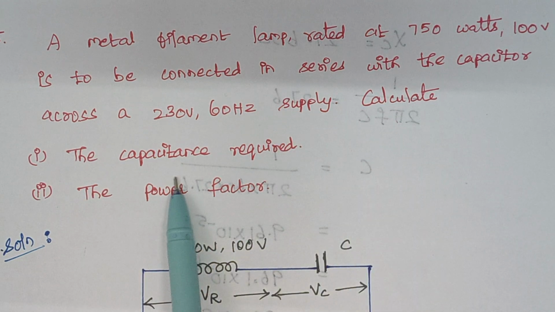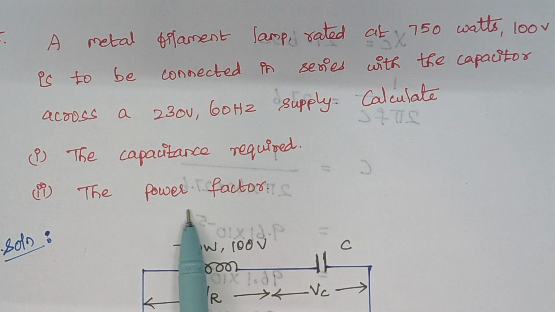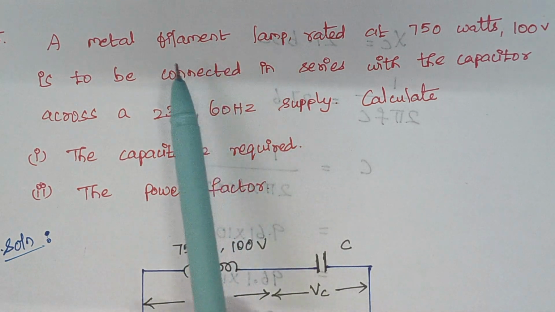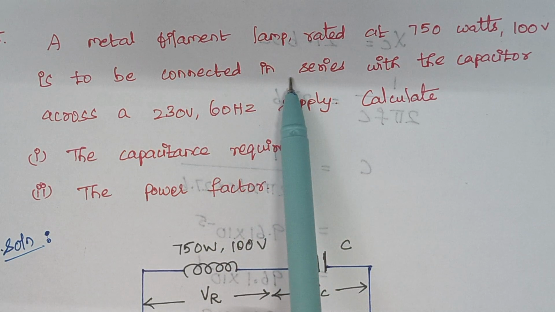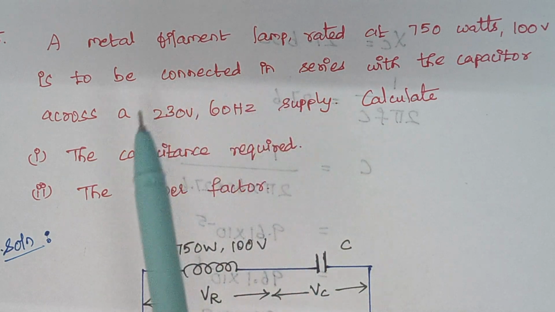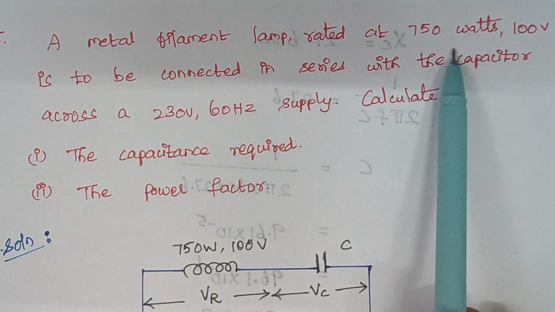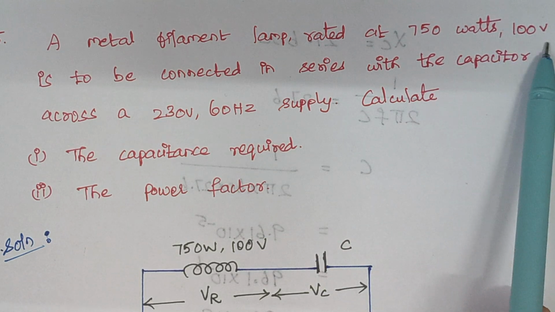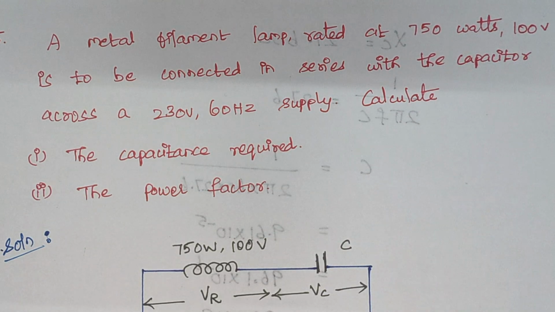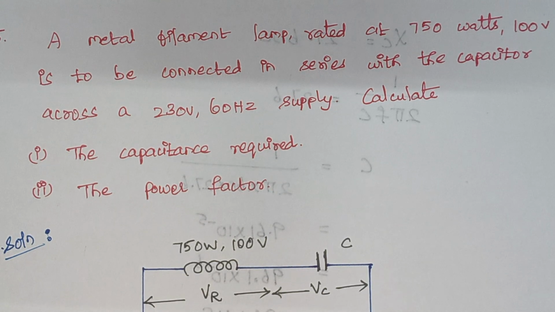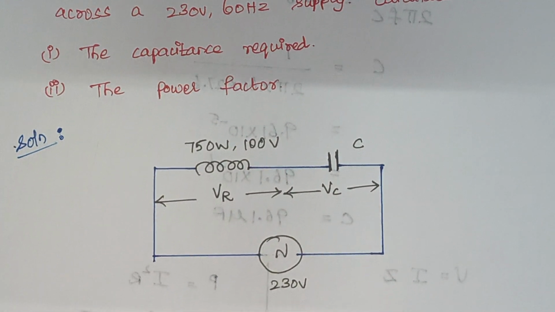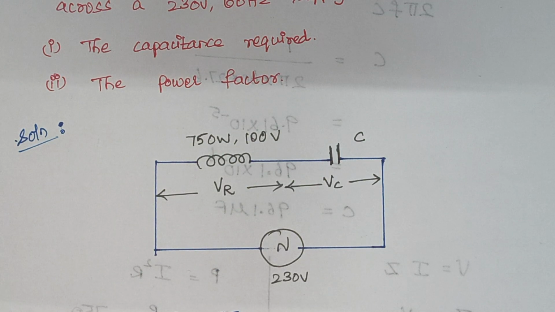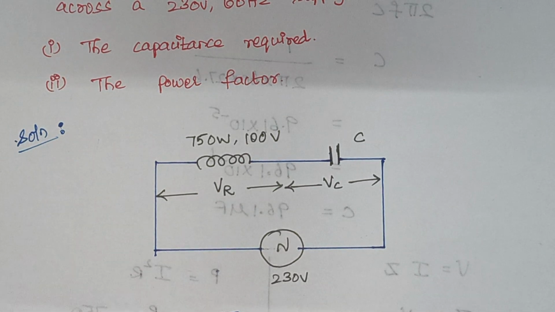Calculate the capacitance required and the power factor. Here you see we have a metal filament lamp whose power is 750 watts and voltage is 100 volt. It is connected in series with the capacitor. We need to find the capacitance and power factor. Here it's up to you: you can draw the diagram, or if you can solve by yourself, there is no need of the diagram also.